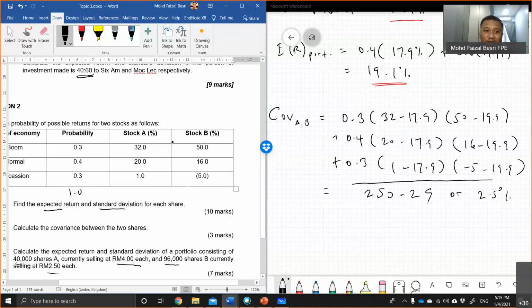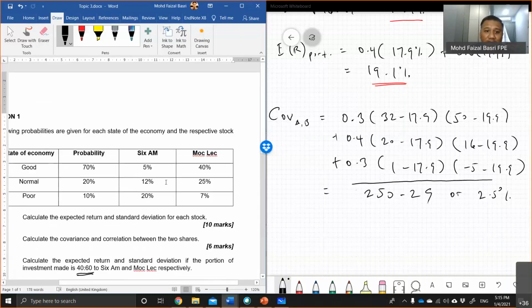Okay, just to share with you, for example, if we look at this question 1, from the normal point of view, when they move up to good economy, one stock goes up from 25 to 40, but the other one goes down from 12 to 5. So this one drops, this one increases. But during poor economy time, the first stock goes up, but the other one goes down. So from this, we cannot say this is a positive relationship. We can predict this would be a negative relationship. So the covariance might be negative for these two.